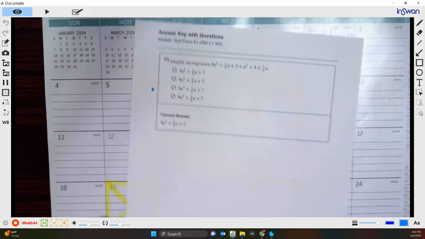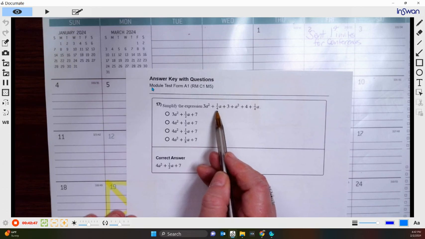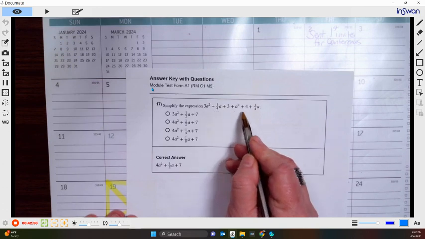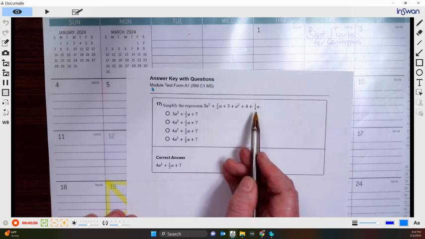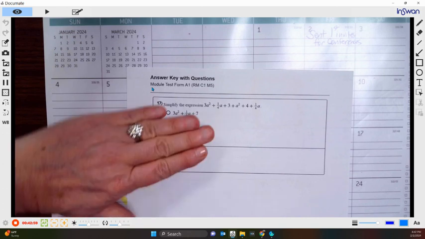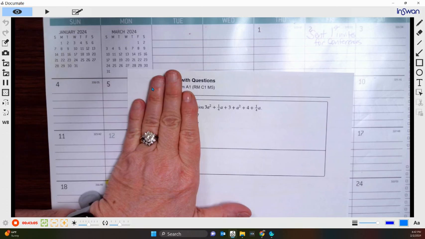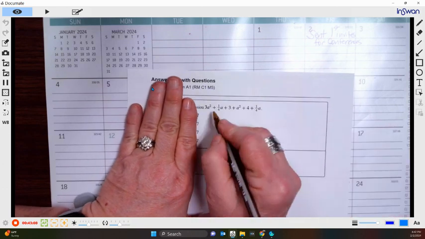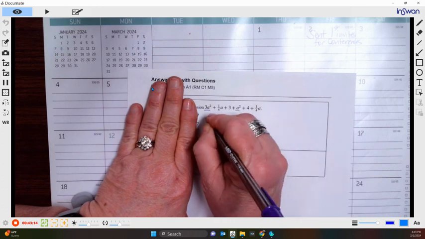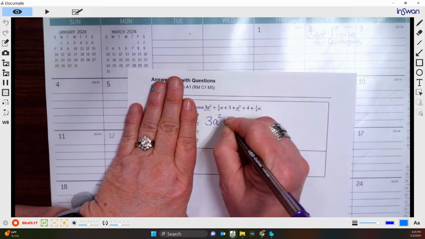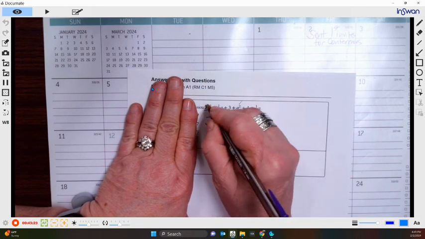All right, and the last question, we're almost done. It says simplify the expression 3a squared plus 1/4 a plus 3 plus a squared plus 4 plus 1/4 a. So I've got 1, 2, 3, 4, 5, 6 terms that I've got to simplify. Now, I'm not even going to look at the answers until I put this together and have something to compare it to. So I'm going to write all of my a squared terms together. It looks like I only have 3a squared and a squared. So that's going to be 3a squared plus 1a squared, or just a squared. And that is all of my a squared terms.